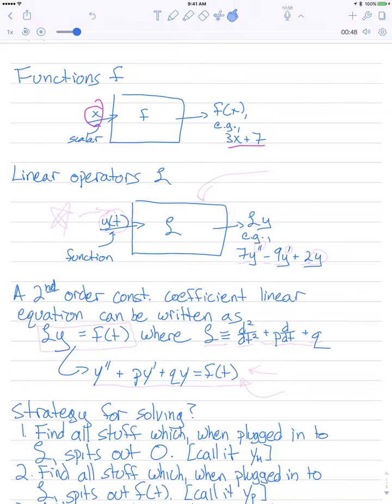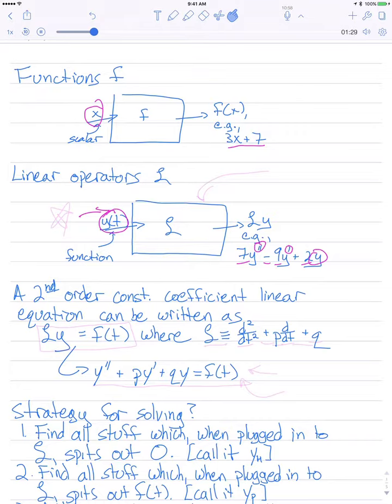Similarly, instead of thinking of scalars, we could think of functions as the inputs. And there are these things called linear operators that do something to the function. They take the function, they operate on it, and they spit it out. It's called a linear operator because the thing it does is linear. To give you one example, say we plug in a function y of t, and the linear operator could take that function, differentiate it twice and multiply it by 7, then differentiate once, multiply by 9 and subtract that, and then take the function without differentiating at all, multiply it by 2 and add that. That's an example of a linear operator.